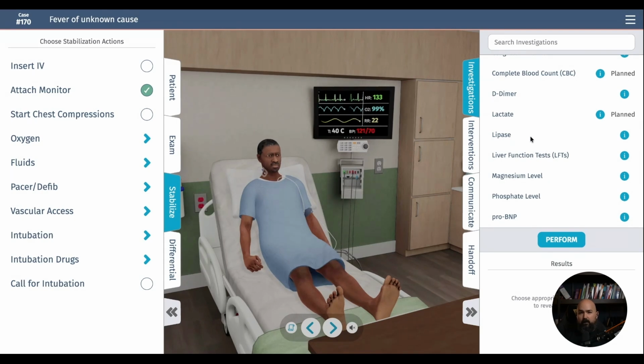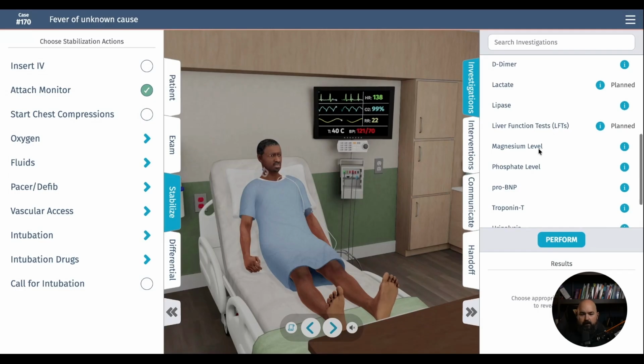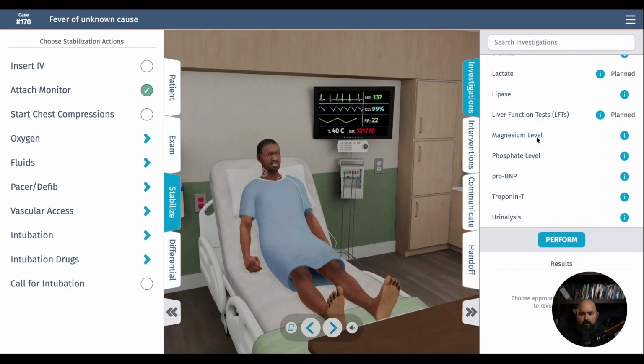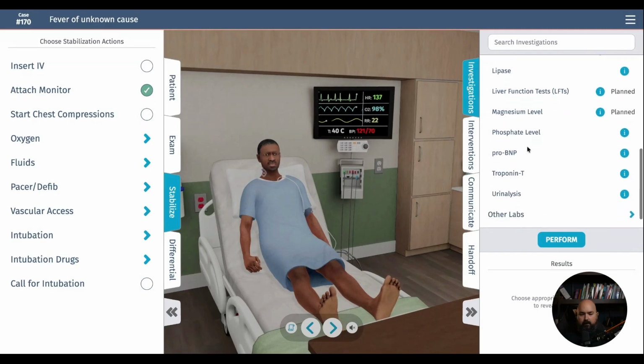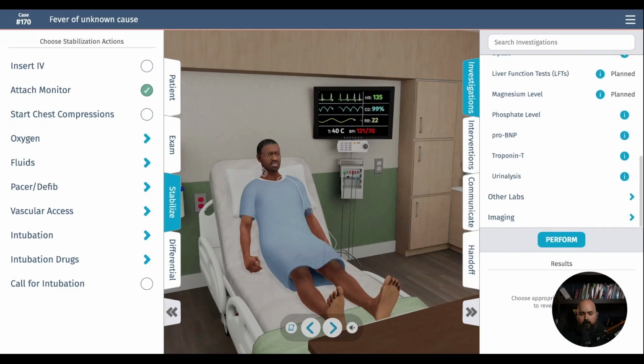Lipase, that's something you could consider. He did come in for acute alcohol withdrawal. He may have some degree of pancreatitis, but it's not really insinuated. He has a normal abdominal exam, no signs of that, so I'm not going to check that this time. I will check liver function. We'll just spot check that. Given that his heart rate is somewhat irregular, we'll also check his magnesium. You don't really need to check a phosphate level. There's really no indication here.